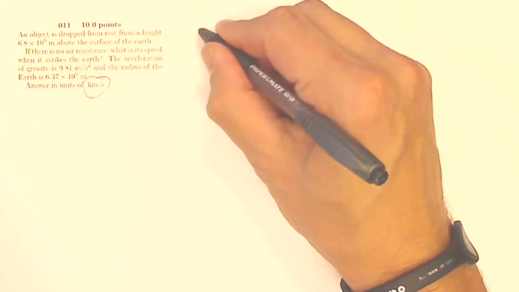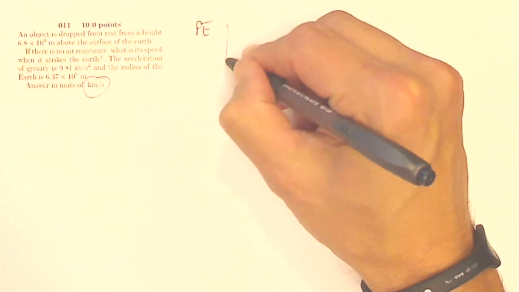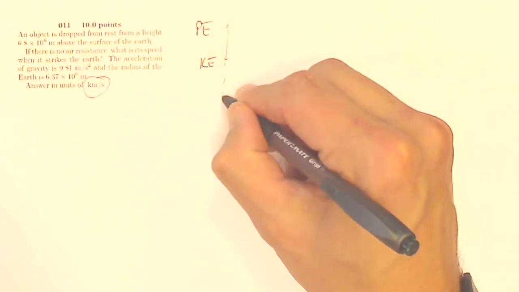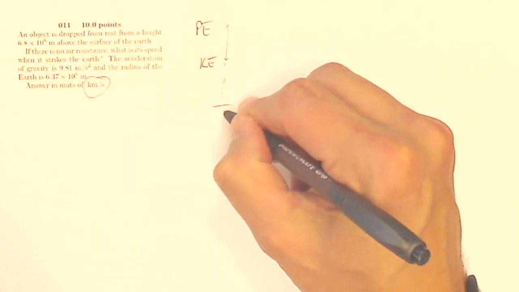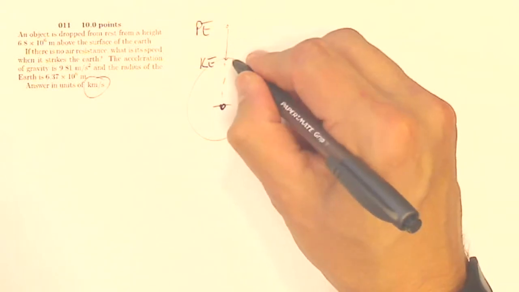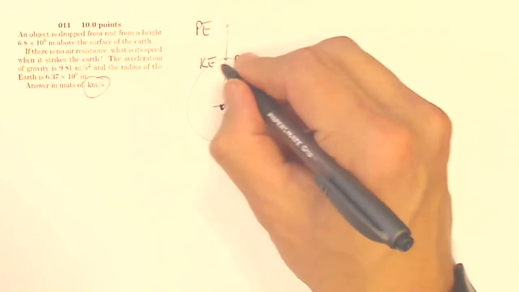So what I have is an object that starts off with some potential energy, and then I'm going to drop it, and it's going to turn into some kinetic energy. But since I'm doing this above the surface of the Earth, above the center of the Earth, when it hits the surface of the Earth, it's still got some universal potential energy of gravity. So these two together equal this one up there.